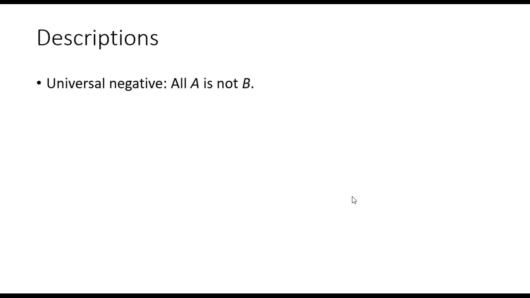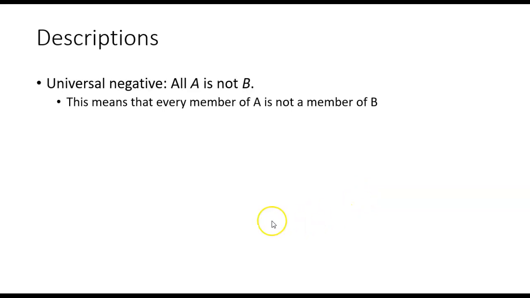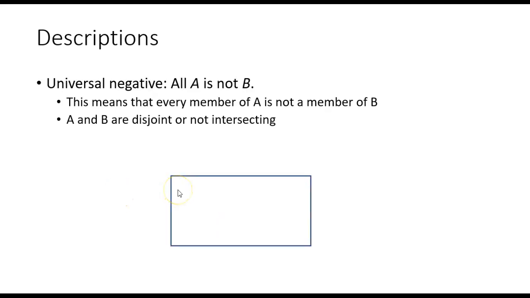For universal negative, all A is not B. This means that every member of A is not a member of B. So the 2 sets, your A and B, are going to be disjoint, or another way of saying it is not intersecting. There's your B, there's your A, and there's nothing that they share whatsoever. That there's 2 different categories completely.